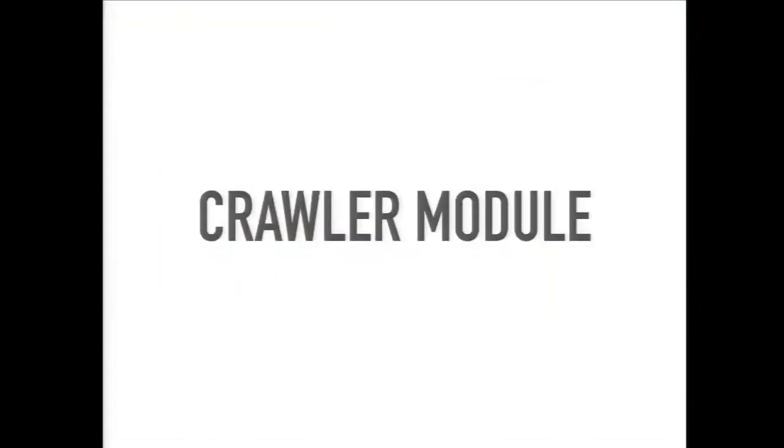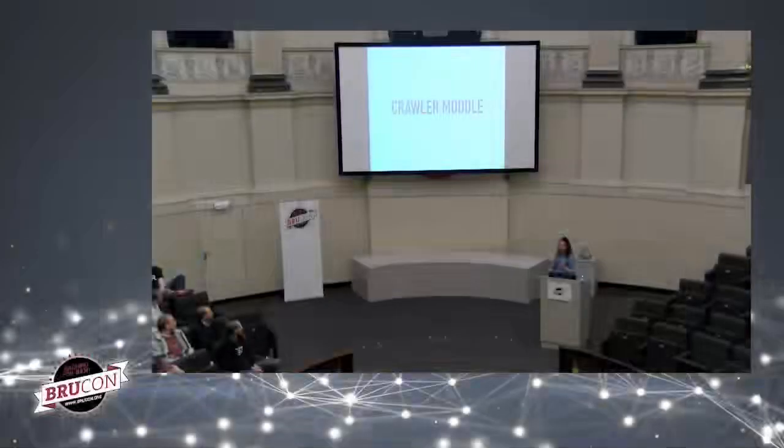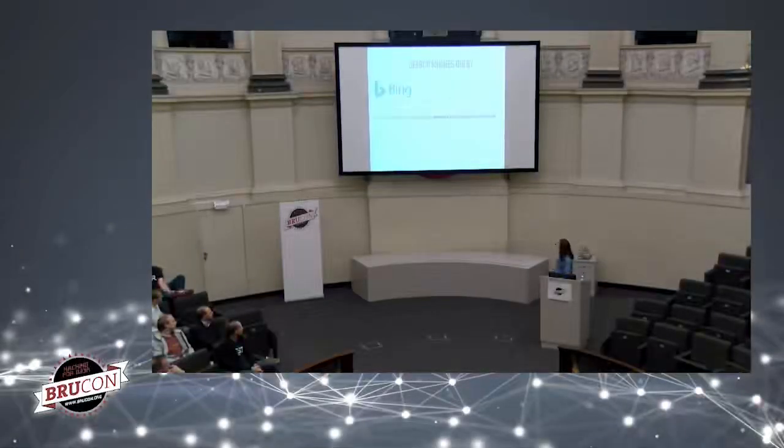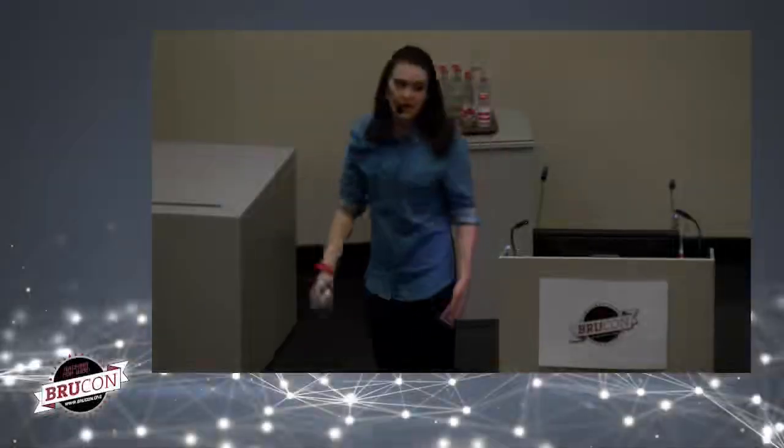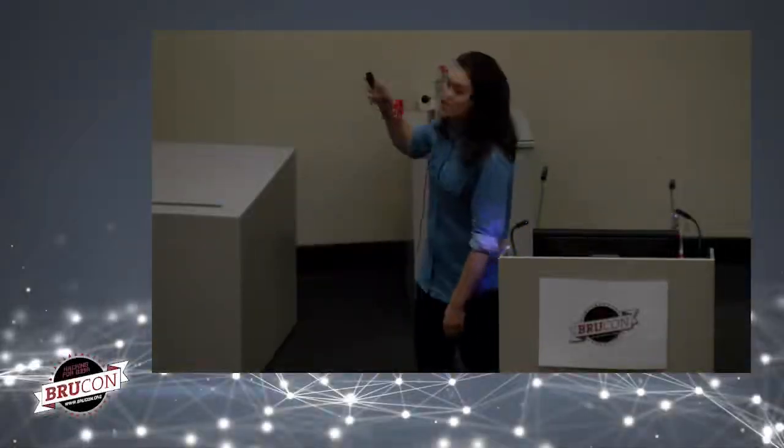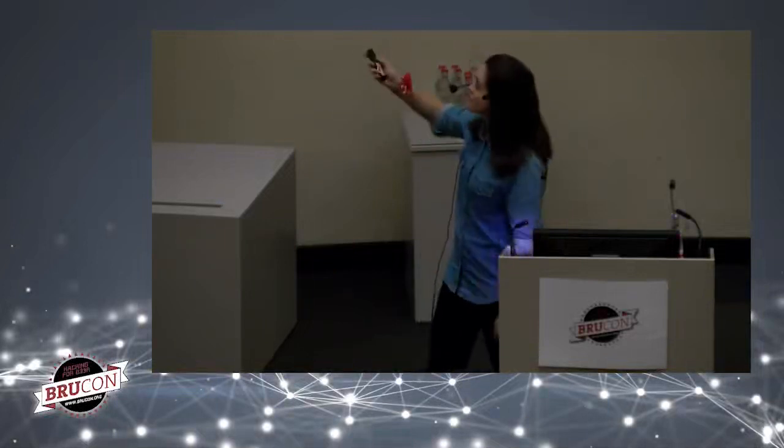After that, the bot starts crawling. For crawling, it's using 3 search engines: Google, Bing, and Yandex. Since the bot is communicating in clear text, we were able to find out what words the bot is searching for in the search engines. This is an example of the search in Bing. You can see the bot is searching a combination of 3 words like makers, manage, manual, very standard. And the searches in Google are pretty much the same.